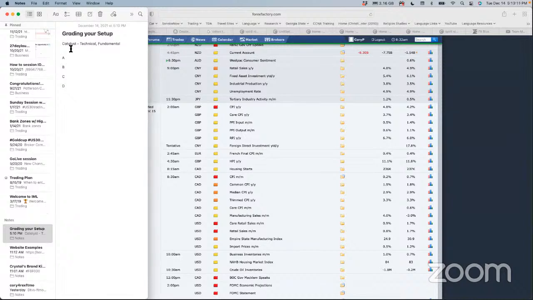So the next thing is your setups, right? Do you trade order blocks? Do you trade break and retest? Breakouts? Order blocks?